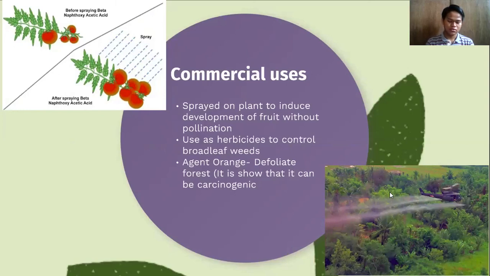And lastly, another auxin is Agent Orange. It defoliates forests, and was used in Vietnam during the Vietnam War. It helped to defoliate forests, which means it removes all the leaves. The excessive or concentrated auxin shows that it can be carcinogenic because it defoliates forests.